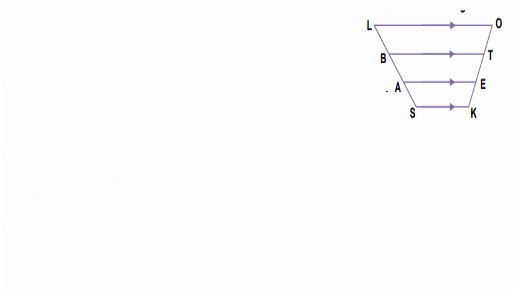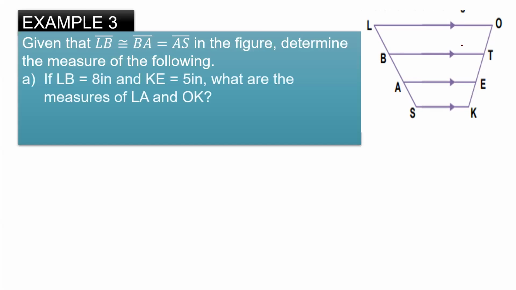We have here this illustration. So LO is parallel to BT and BT is parallel to AE and AE is parallel to SK. So given that LB is congruent with BA and BA is congruent with AS, in the figure, determine the measure of the following. So let's have the first one.